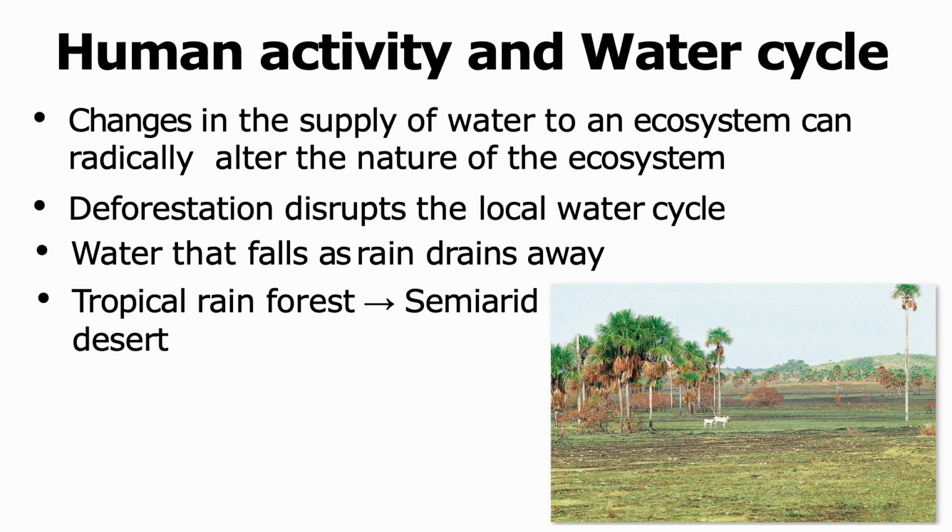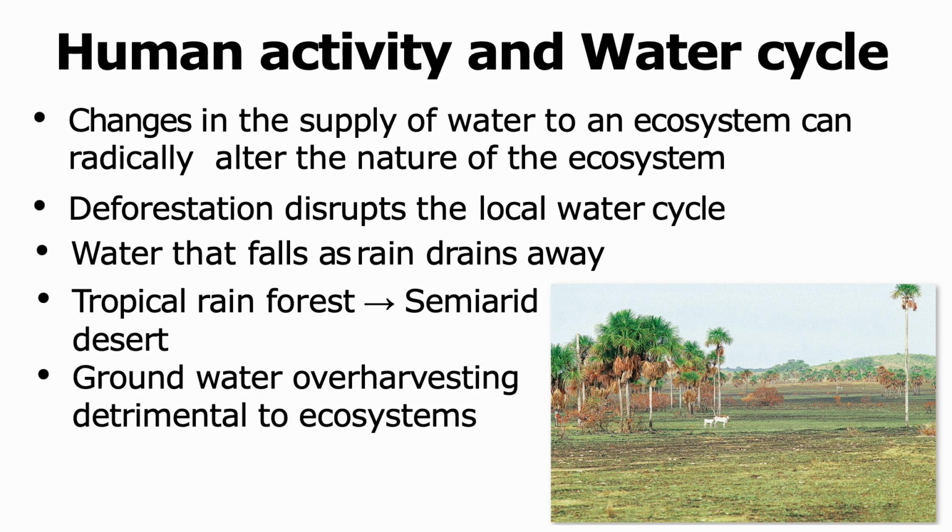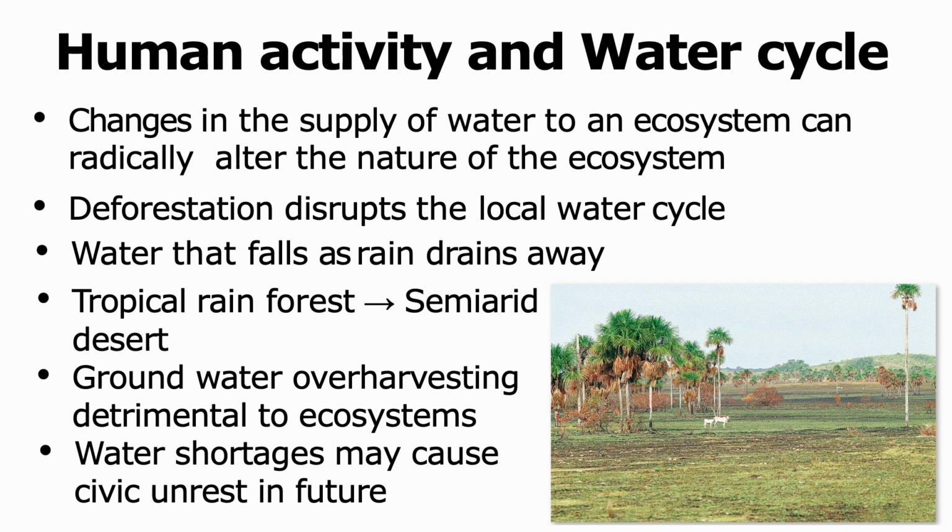Humans also tend to harvest groundwater for agricultural purposes. The overharvesting of groundwater is also detrimental to ecosystems. In fact, it is predicted that water shortages in the future may cause enormous civic unrest. Hence, it is important to manage water wisely.